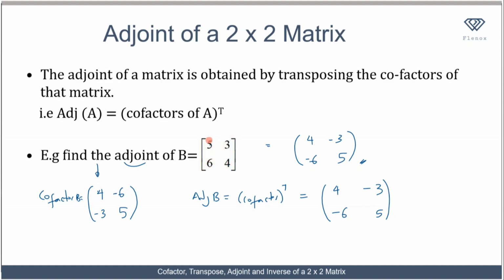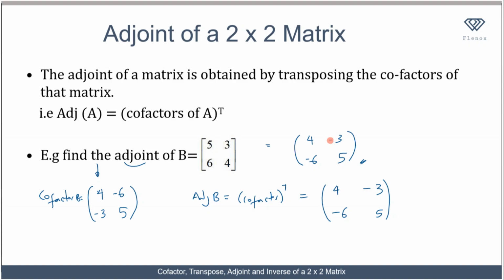You interchange the first diagonal, you bring 4 up and you bring 5 down. But for the second diagonal, you just leave the elements as they are, but you change the sign. So if it was a plus 3 that was there, it becomes a minus 3. The plus 6 becomes a minus 6. If it was a minus 3 that was initially here, it becomes a 3.